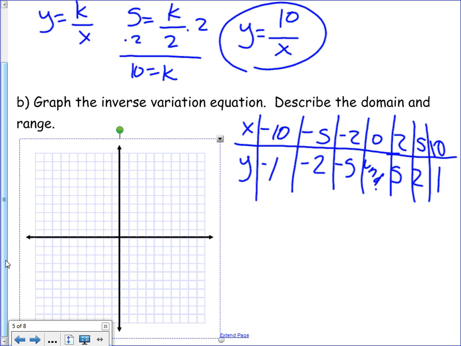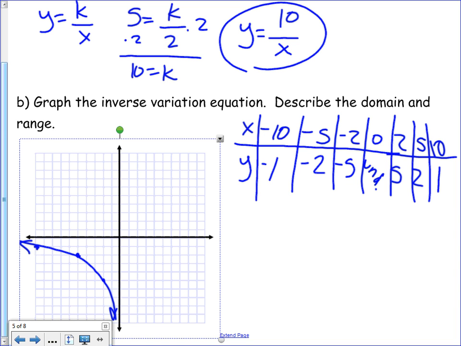When x is negative 10, y is negative 1. Then for x of negative 5, y is negative 2, and for x of negative 2, y is negative 5. And we don't have a 0 value. So we have this kind of curve here going like this and coming down here. But we never intersect the y-axis because we never have values when x is 0.